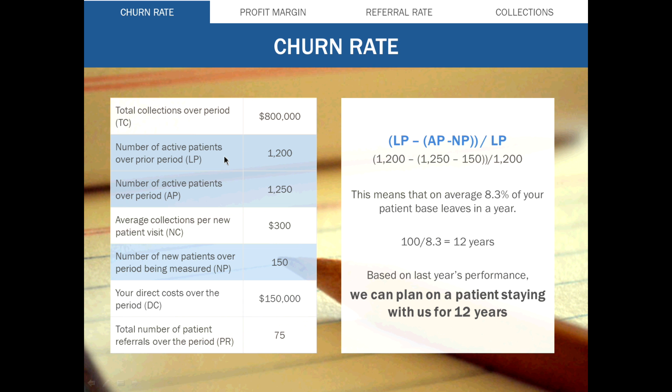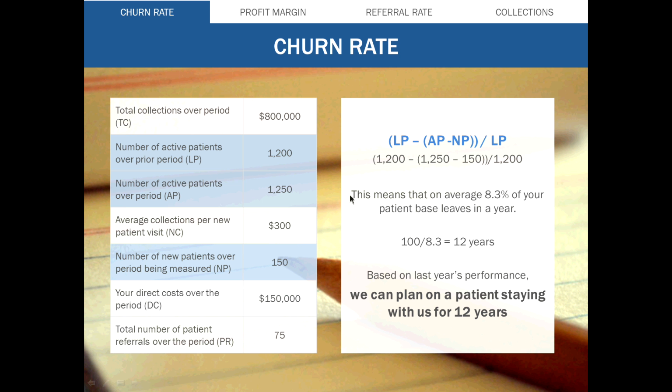So we're going to go into the churn rate using these numbers that we came up with a couple slides ago. And if you look over to the left, the way you can read this, if it's highlighted in blue, that means I'm actually going to use this in that calculation. So the churn rate uses the number of active patients over the prior year. So for our example, this would be like 2013. And then this number would be the number of active patients over the year, which would be 2014.